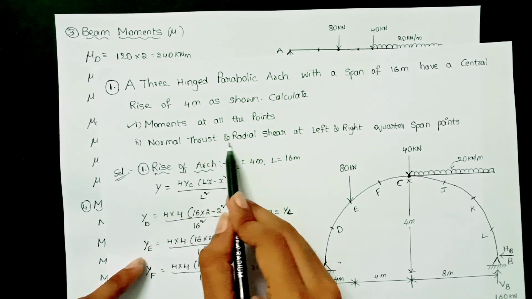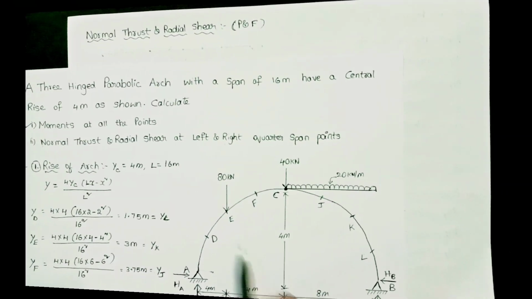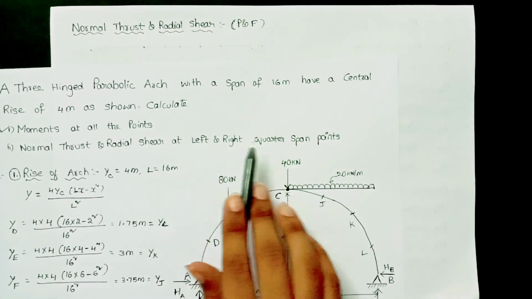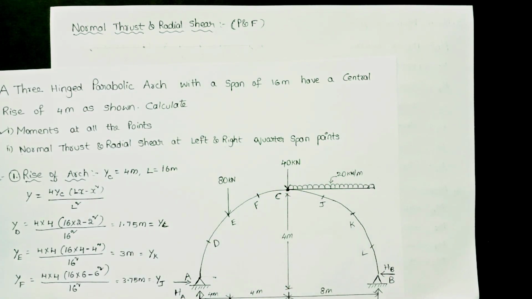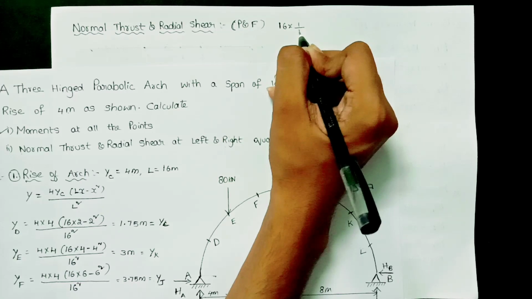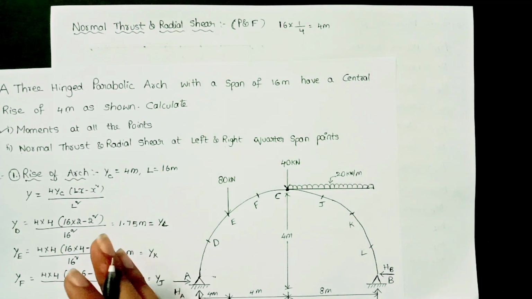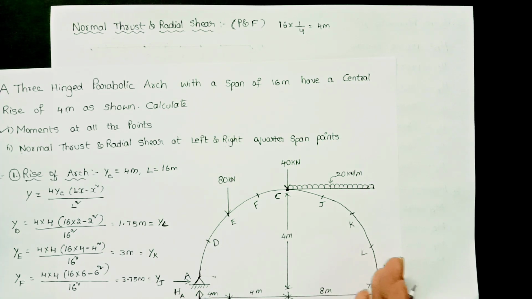The next one is to calculate the normal thrust and radial shear at left and right quarter span. In the question it is given at left and right quarter span points. So quarter span means 1/4 of the total span. The total span is 16 meters, and in that 16 meters we have to take the 1/4. That means at 4 meters from left support and 4 meters from right support, whatever the point we are having, we have to calculate the normal thrust and radial shear at that point.